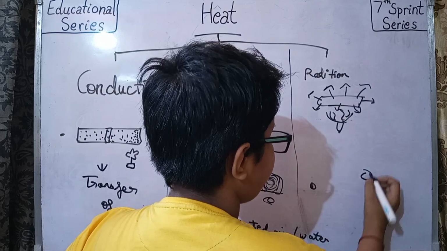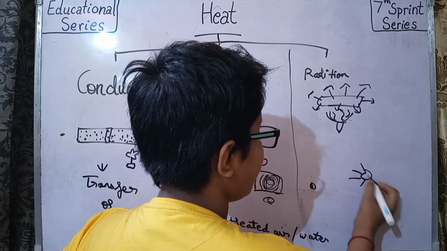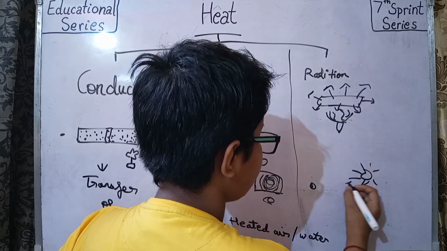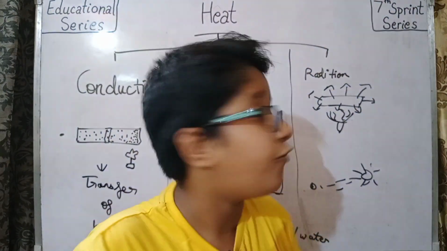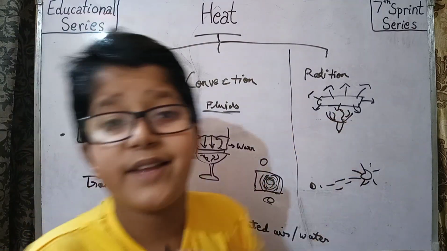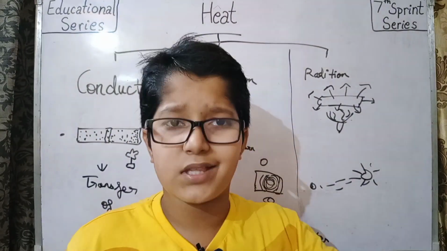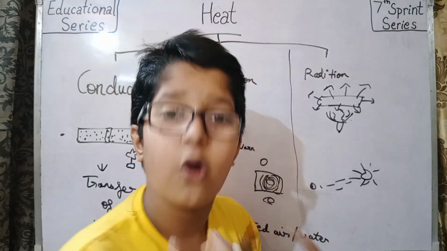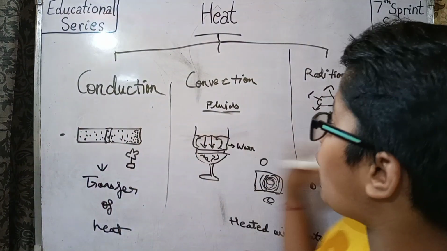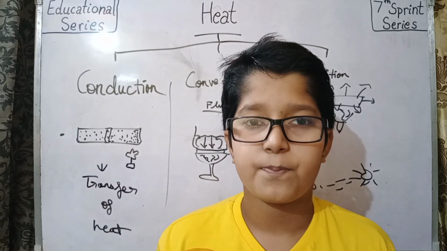Suppose there is the earth and this is the sun. This energy is radiated throughout, and this radiated energy reaches the earth. So radiation is a form where the source radiates or gives off some light to other things, and those things may absorb it and get hot. Now let's know more about these three topics on the board.